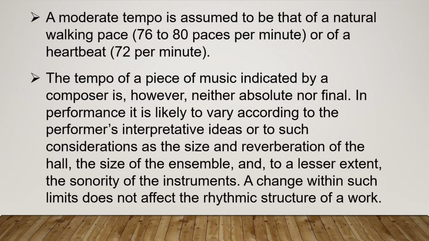A moderate tempo is assumed to be that of a natural walking pace, which is 76 to 80 paces per minute, or of a heartbeat of 72 per minute. The tempo of a piece of music indicated by a composer is however neither absolute nor final. In performance, it is likely to vary according to the performer's interpretative ideas or to such considerations as the size and reverberation of the hall, the size of the ensemble, and to a lesser extent, but a change within such limits does not affect the rhythmic structure of a work.